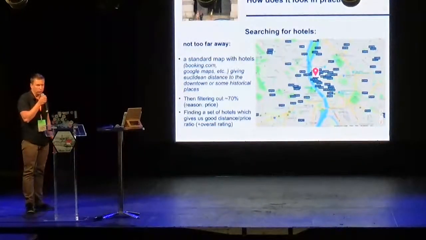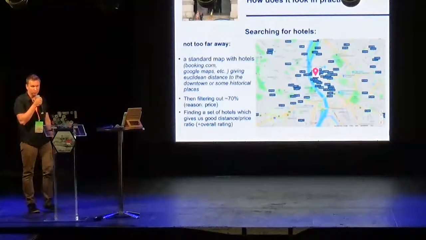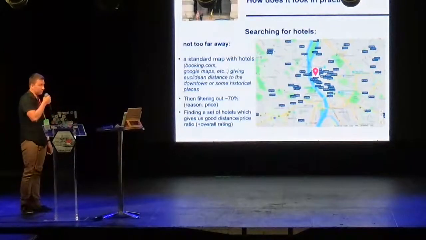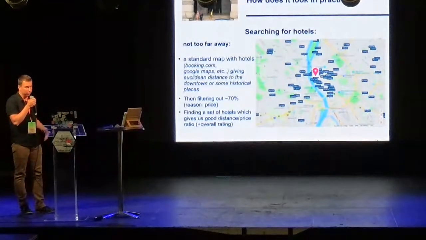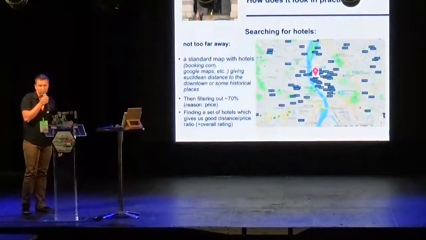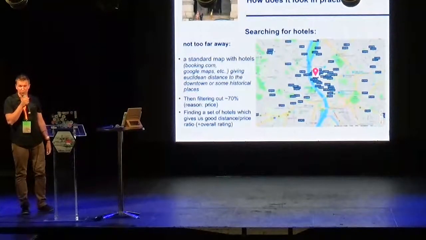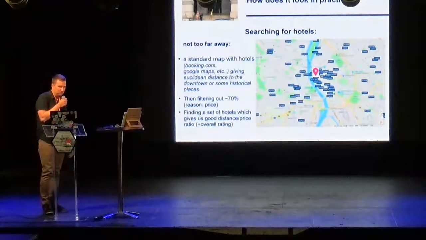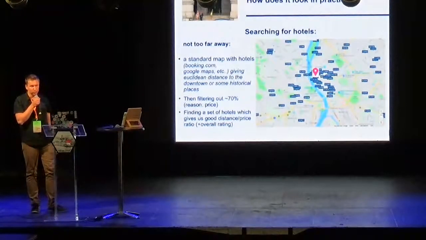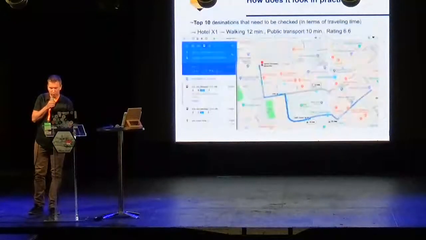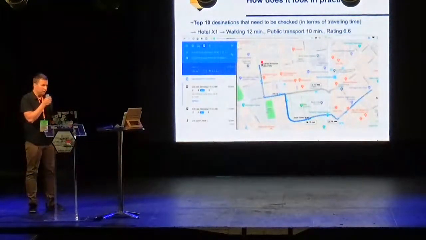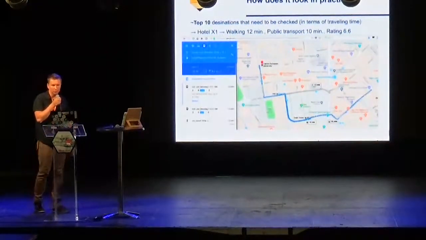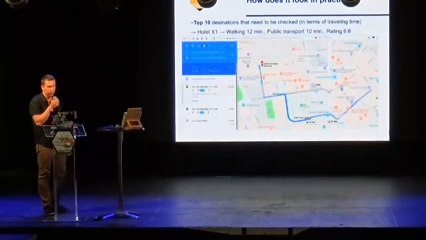Then I search for hotels on TripAdvisor or Booking.com or something like that, which gives you Euclidean distance to the downtown or the place of your conference. And then you realize that 70% of the hotels are too expensive for your budget. So you need to also look for a good distance to price ratio and the overall rating. So usually I finish with selecting like the top 10 destinations that need to be checked in terms of traveling time.